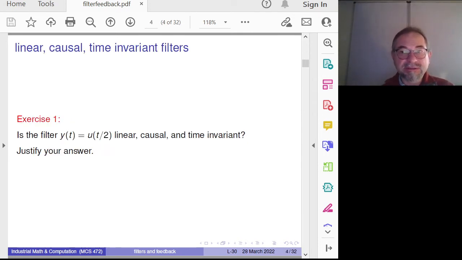Here is an exercise. We did similar exercises on discrete signals. So here look at the output defined by taking the input, but then at time halved, and show that this filter is linear, causal, and time invariant. So the main purpose of this exercise is that you recall the formal definitions of these three important properties. So that's what is meant to justify your answer. Just giving yes or no will not give you credit for this exercise.